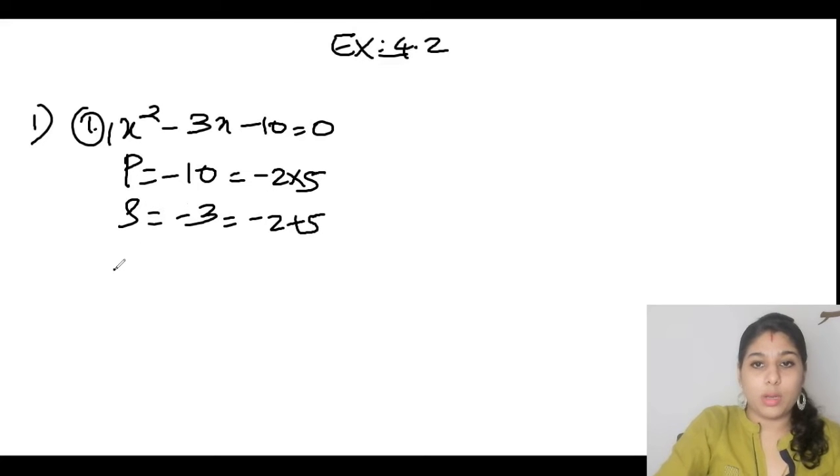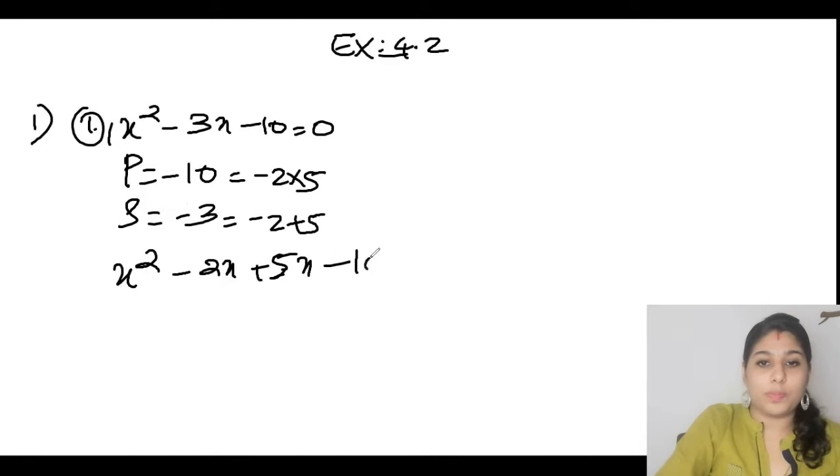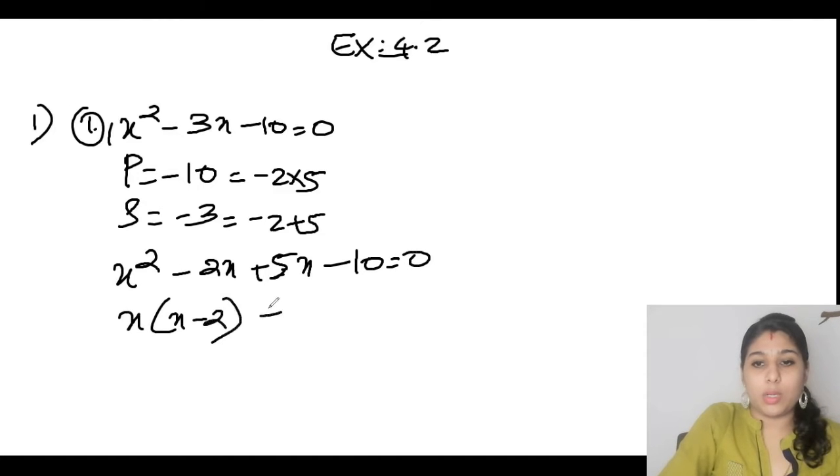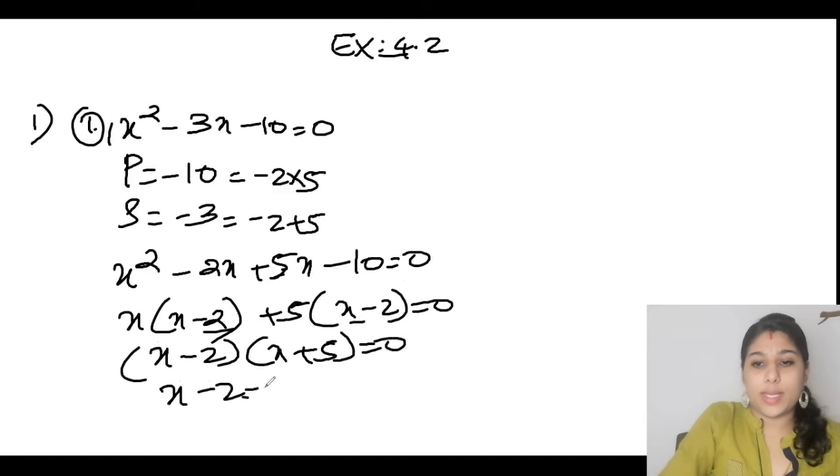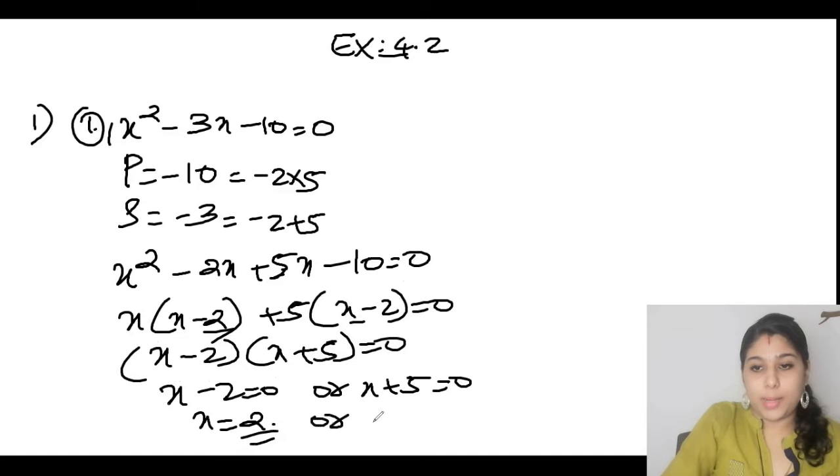So x square minus 2x plus 5x minus 10 is equal to 0. I am taking x out, so x into x minus 2 plus 5 into x minus 2 is equal to 0. So x minus 2 I am taking common into x plus 5 is equal to 0. So x minus 2 is 0 or x plus 5 is equal to 0. So x can be 2 or x can be minus 5.